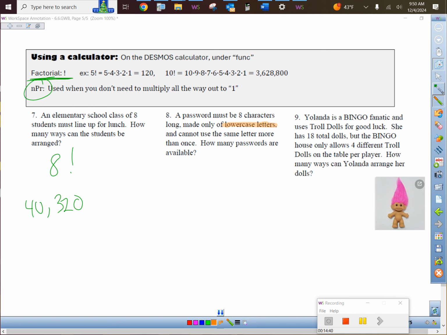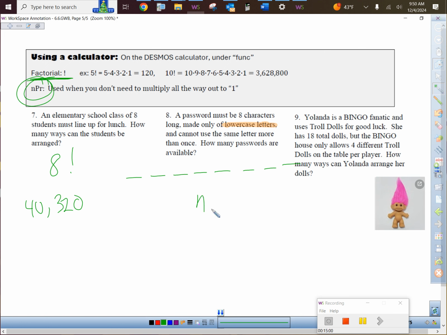So this is totally a blanks situation. I'm not keen on drawing a bunch of blanks if I don't have to. 4, 5, 6, 7, 8. Are you with me on that? 8 blanks is a lot of blanks. And it's 26 times 25 times 24 times 23. So we're going to use this cool little function with me.